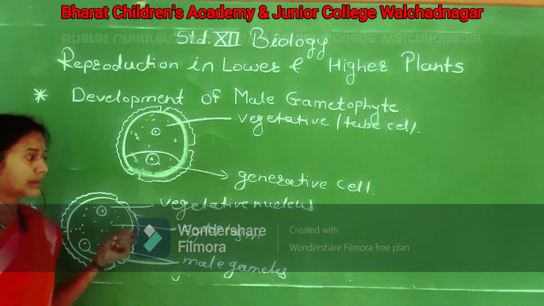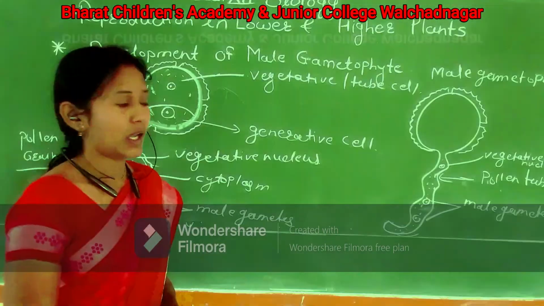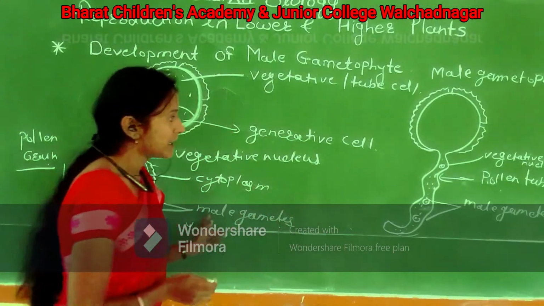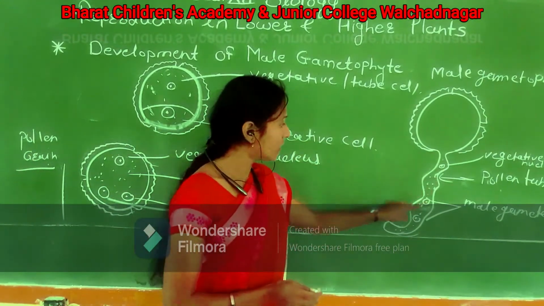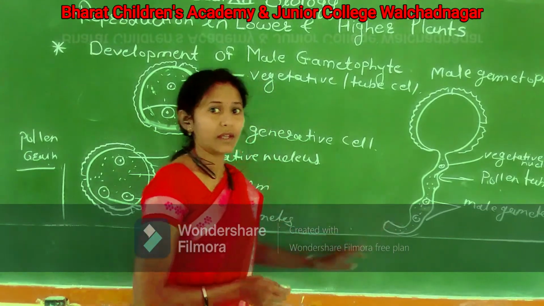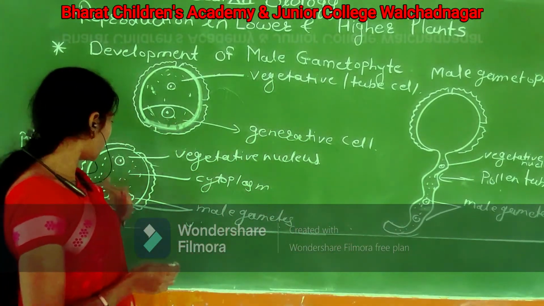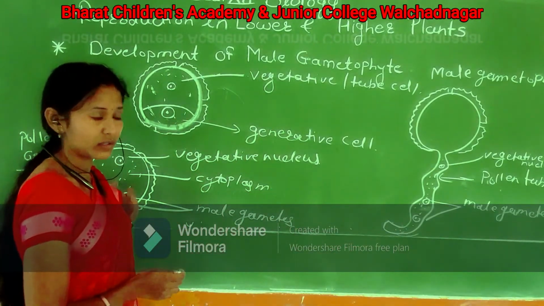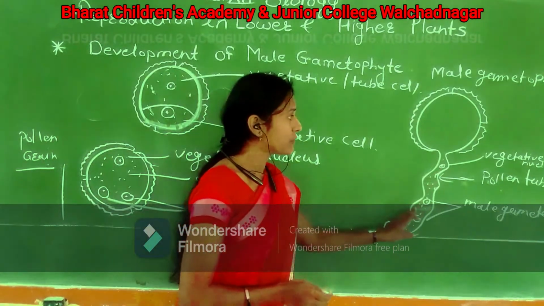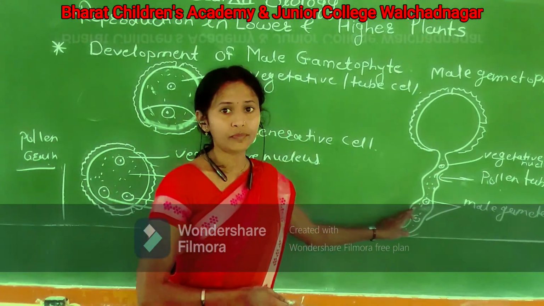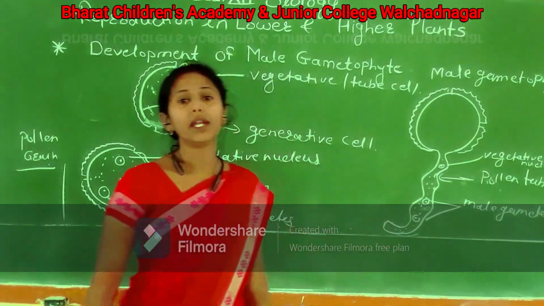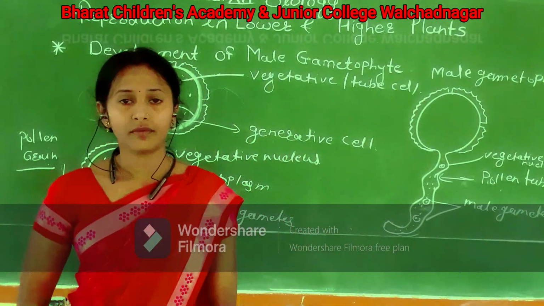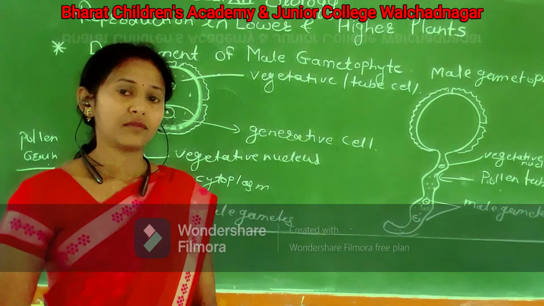And when absorption is there, the intine comes out of the germ pore in the form of a tube structure. At that time all the material enters this pollen tube and they form this structure, and that structure is called the male gametophyte. Thank you.